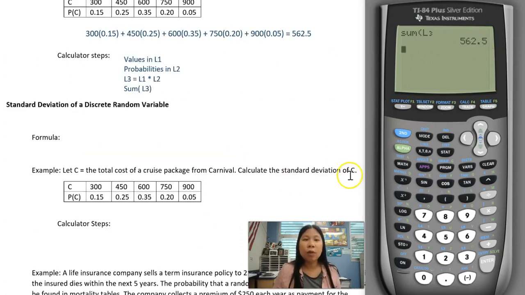Yay! We also want to be able to calculate the standard deviation of a discrete random variable. Remember, standard deviation usually talks about how spread out your data is.